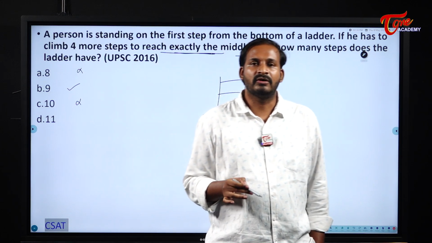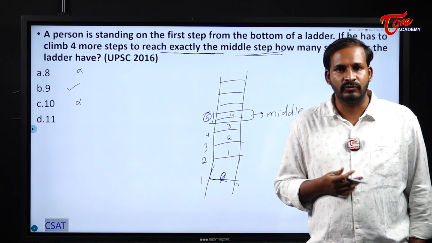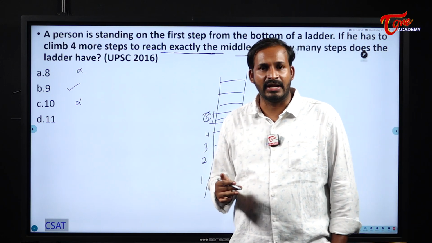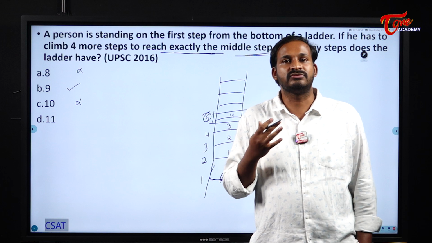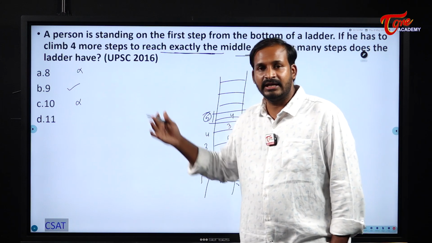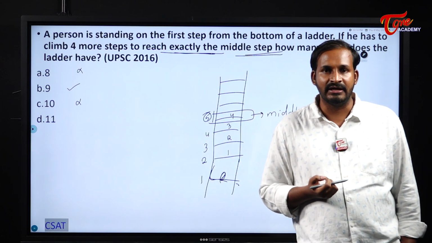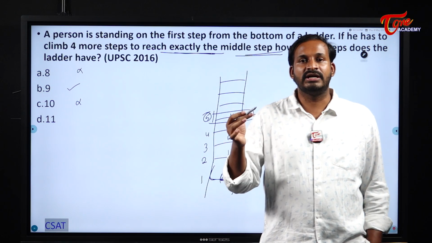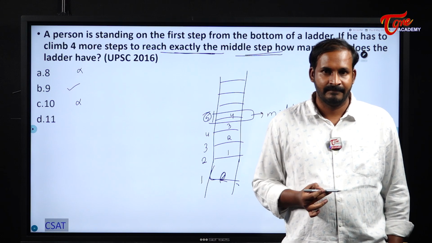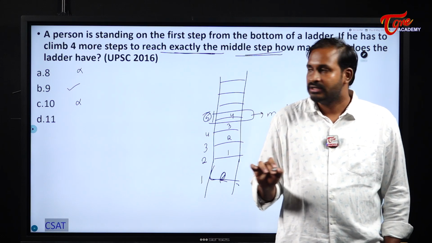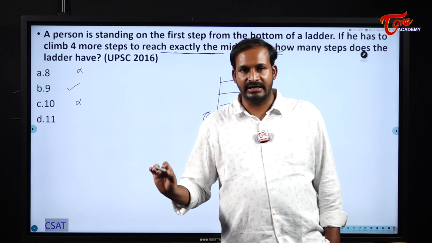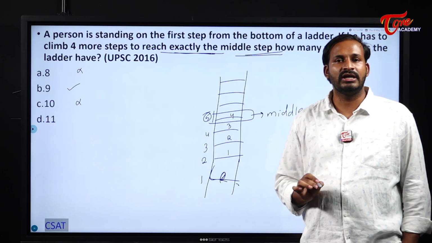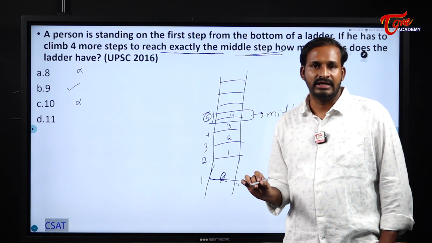Why? Because in 8 and 10, do we have a middle portion? They are even numbers, right? Tell me what is the middle one in 8 steps? Is it possible for us? Which is not at all possible. For 10 steps, can we identify the middle one? Not possible. Always, to identify the middle step, definitely we should have an odd number of steps. Then only we can tell the middle one. So with that logic we can eliminate 8 and 10. But if you know the general procedure also, we can say that there are total 9 steps in that ladder.